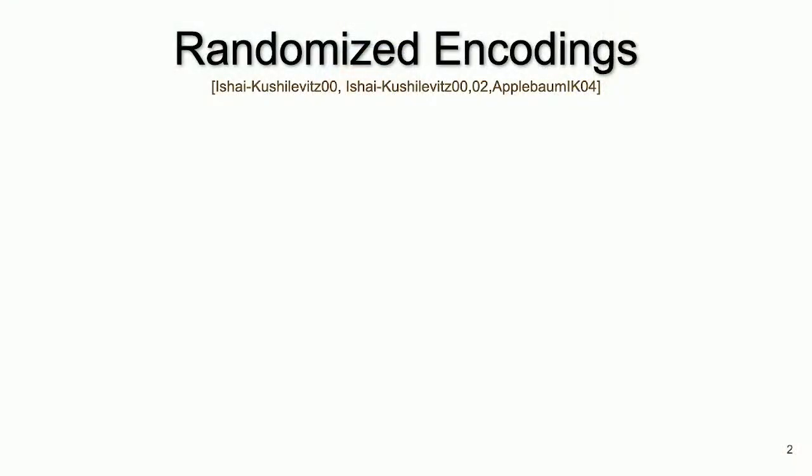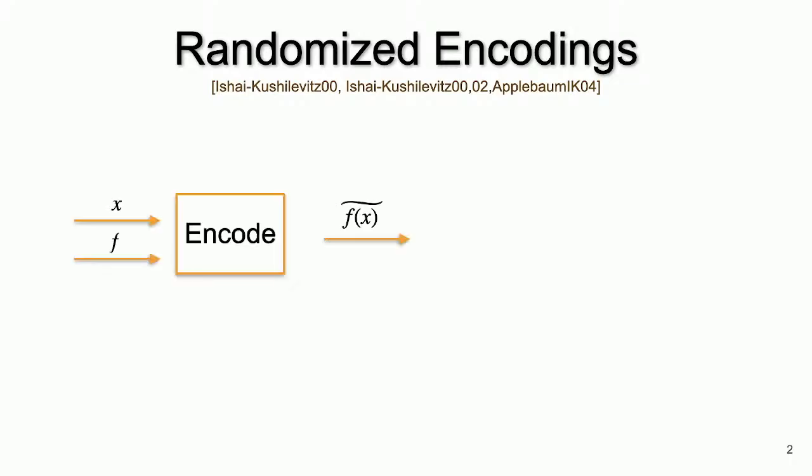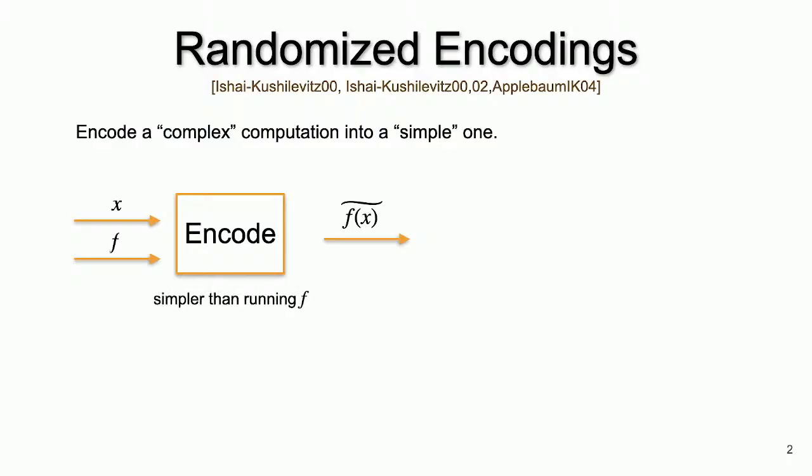So let's begin with what are randomized encodings. This is a beautiful object introduced by Shai and Koshilevitz, and the idea is as follows. Imagine you have an input x and a function f, and you wish to compute f of x. But you want this computation to be much simpler than just computing the function itself. So this encode functionality should be simpler than just running f on x.